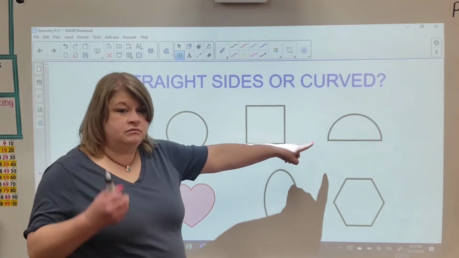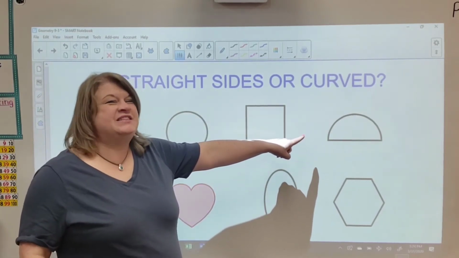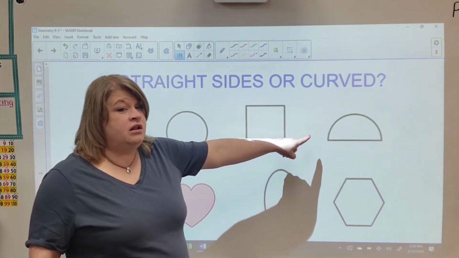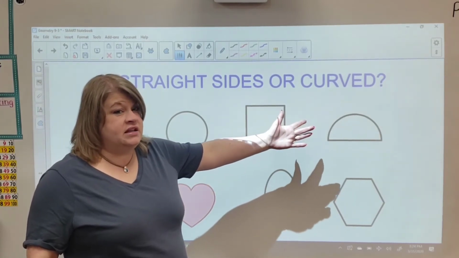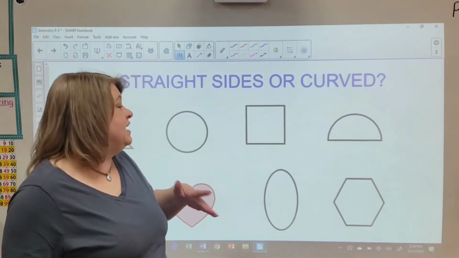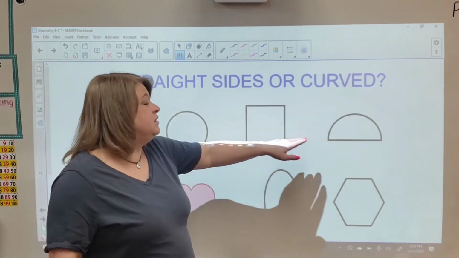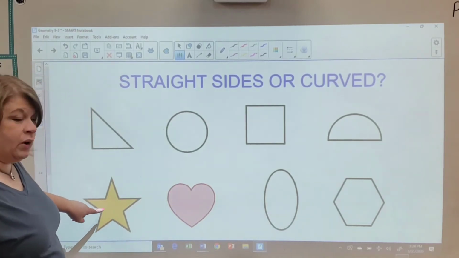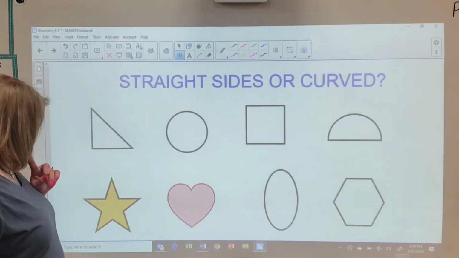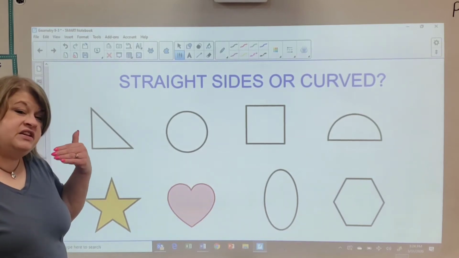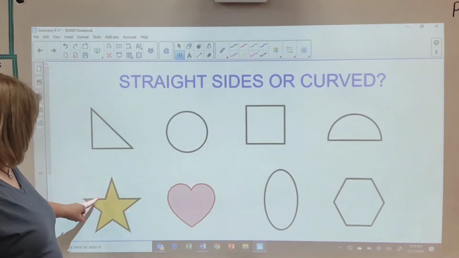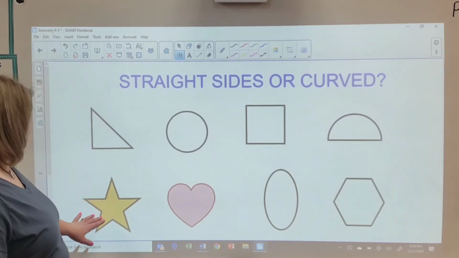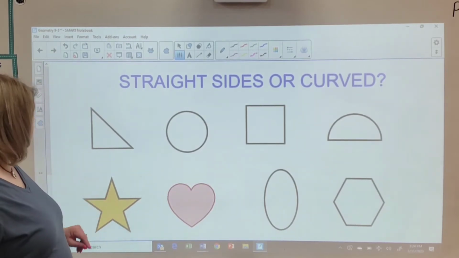What about that? It has both, doesn't it? So guess what? If it has any curved sides at all, that means it doesn't have all straight sides. In order for it to be a polygon, it has to have all straight sides. So this can't be a polygon. Ooh, look at this one. This is a cool one. A star. Are all the sides of it straight? They are. They're all straight. There are a bunch of them, but they're all straight.